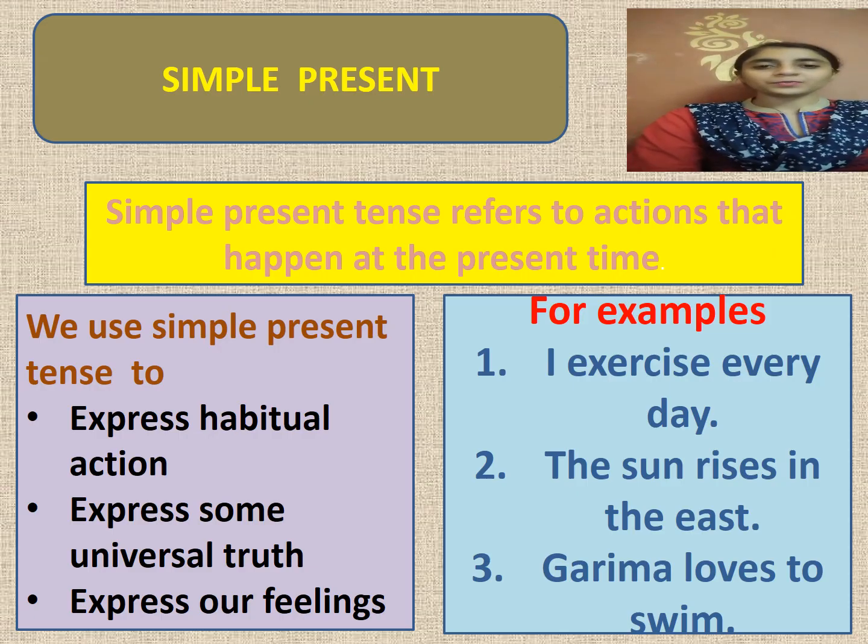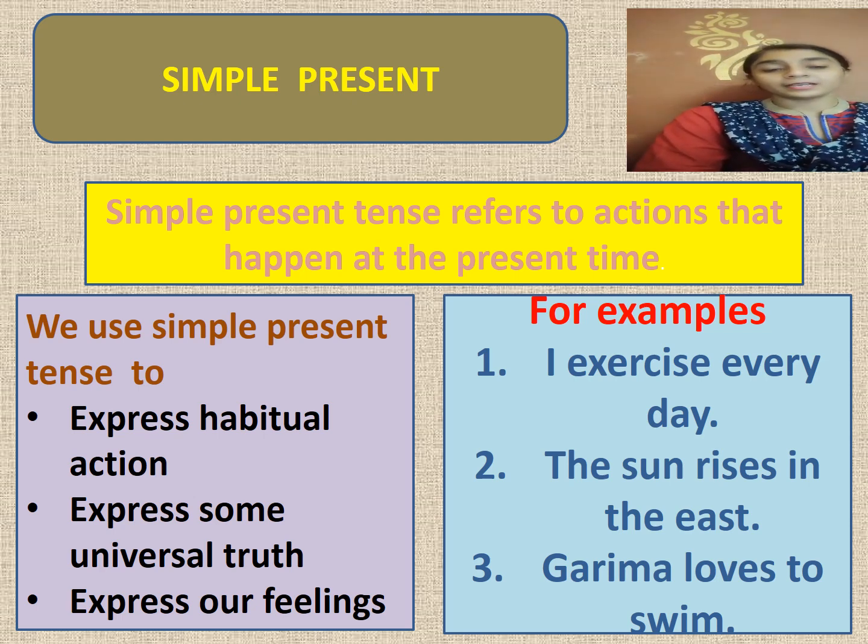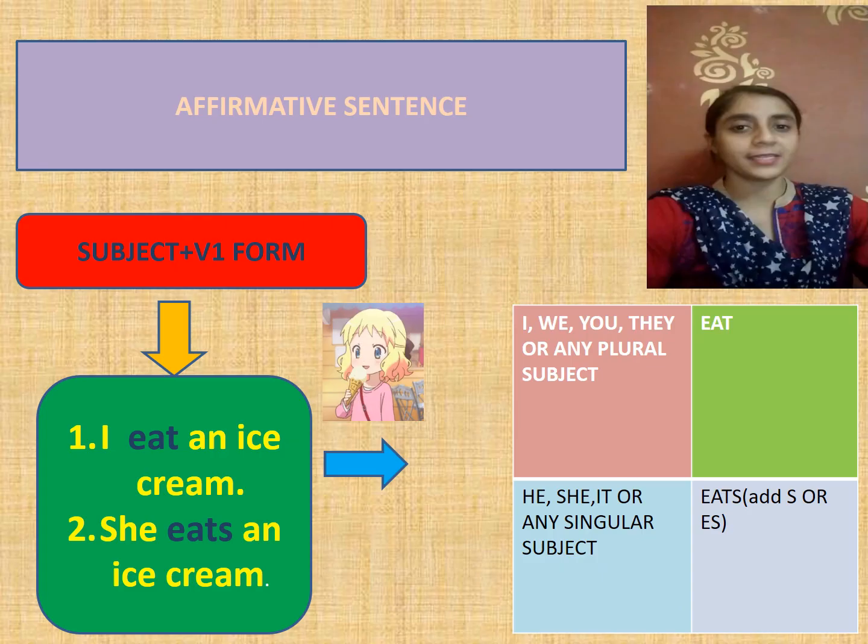Children, let's start with simple present tense. Simple present tense denotes the actions that happen in the present time. It basically expresses our habits, universal truths or our feelings. Like you can see in the example in the given box in this slide, I exercise every day can be my habit. The sun rises in the east is universal truth, and Karma loves to swim are a few examples of simple present tense.